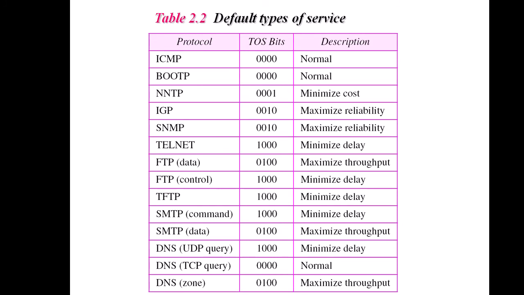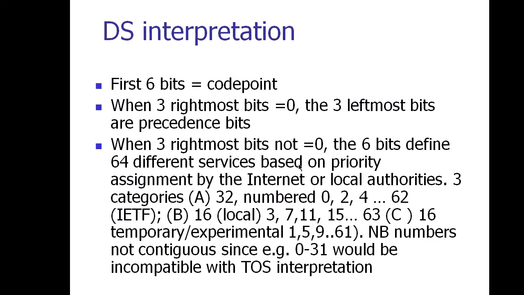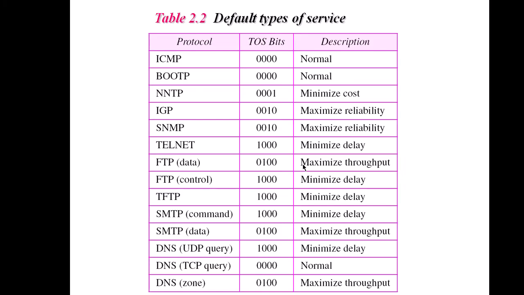Default types of service. If you're using ICMP, the type of service bits will be set to normal. If you're using FTP, you're transferring files, you want to maximize throughput of data. It's important that you send as much data as possible, as quickly as possible.